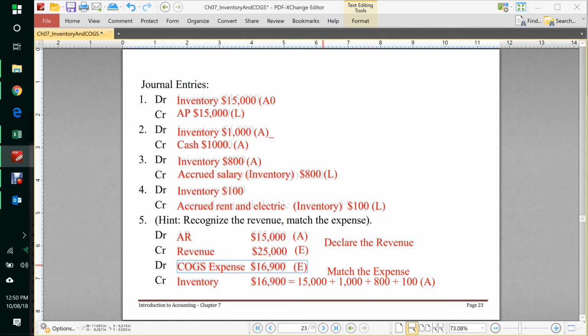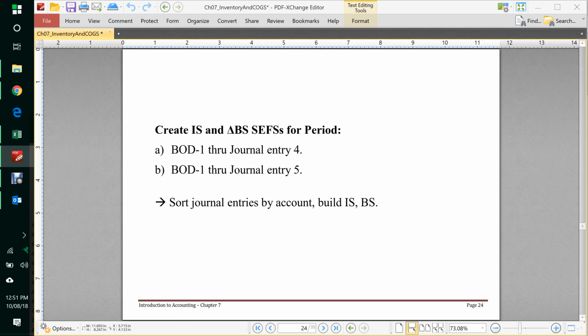So that's expenses are, of course, equity. There are always decreases in equity, so that makes them DRs. And I think we have here some of the DRs equal some of the CRs. So we're all looking good. Okay. All right. So let's create now income statement and change in balance sheet for the period beginning of day 1 through journal entry 4, beginning of day 1 through journal entry 5.